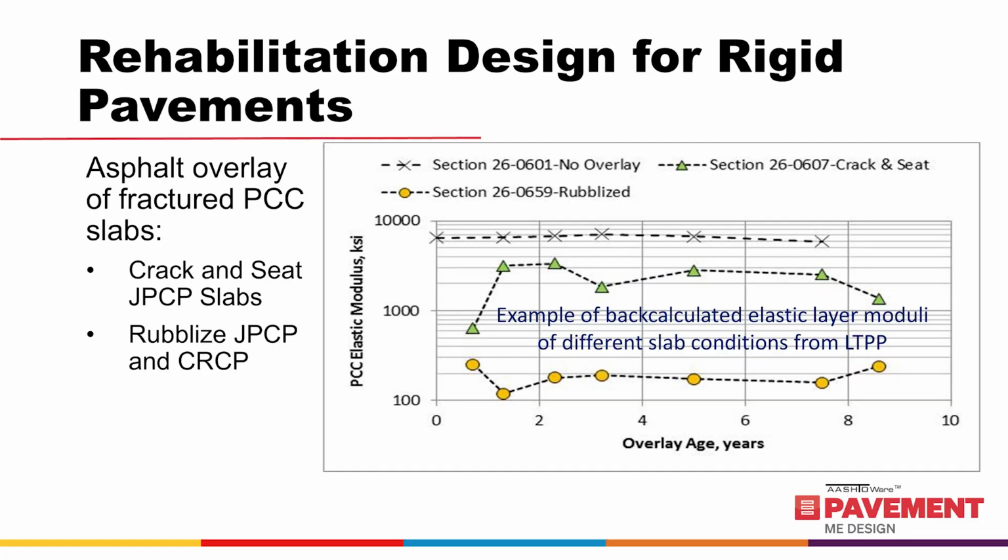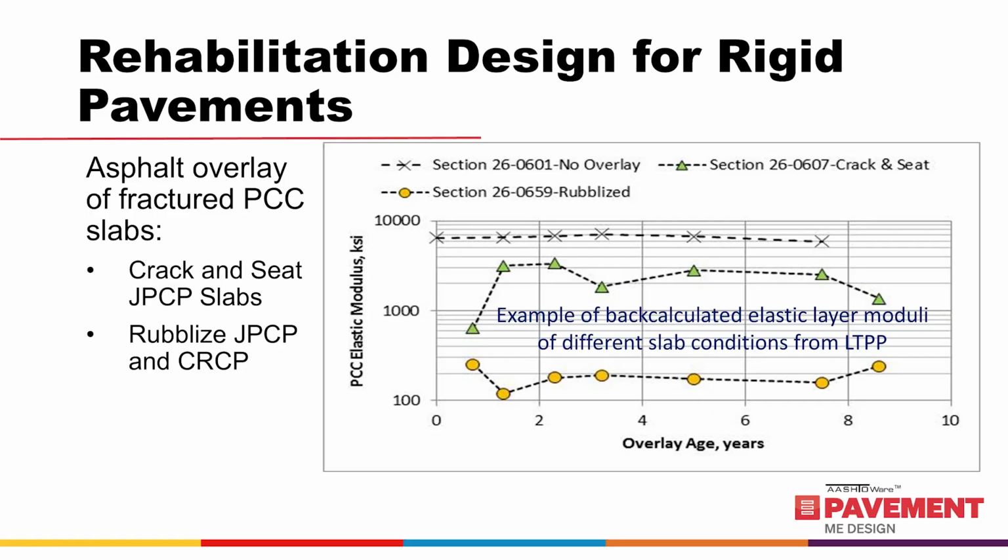The first example is an asphalt overlay on fractured PCC slabs, which comes from the long-term pavement performance experiment. Fracture, as defined by the MEPDG, is divided into two categories. First, crack and seat JPCP slabs. Second, rubbleized JPCP and CRCP.